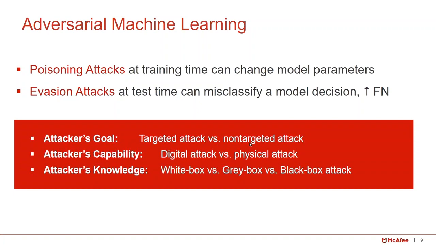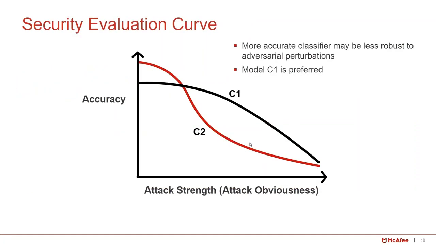The third type of attack, as I just described, is based on the attacker's knowledge. We have white box, gray box, and black box attack. So after we learn about these concepts and terminology of adversary machine learning, I want to just describe the concept about the evaluation curve. We call it the security evaluation curve. But basically, it's how we evaluate whether a machine learning system or AI system is a high performance or successful system. So in the adversary setting, right?